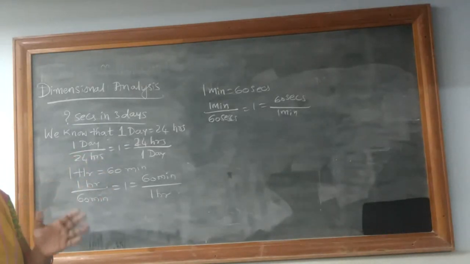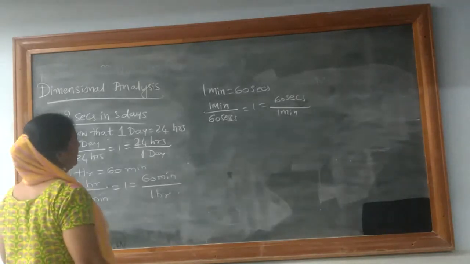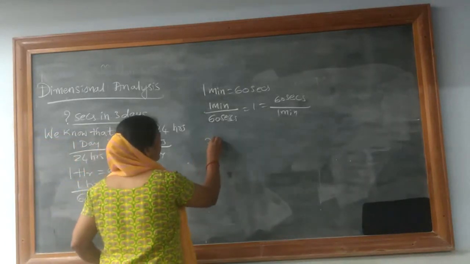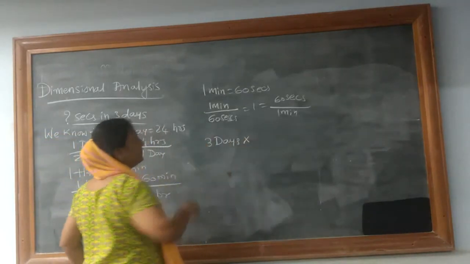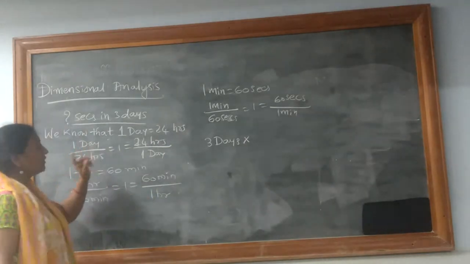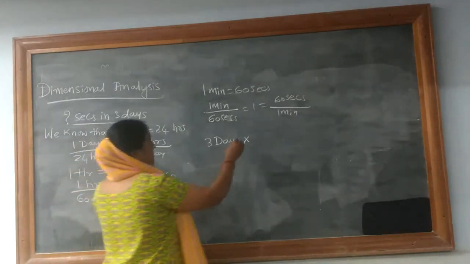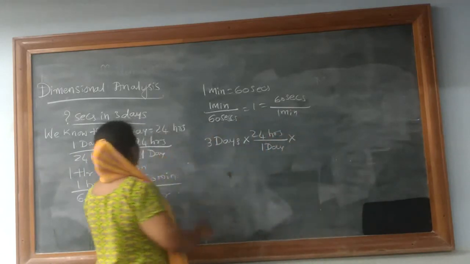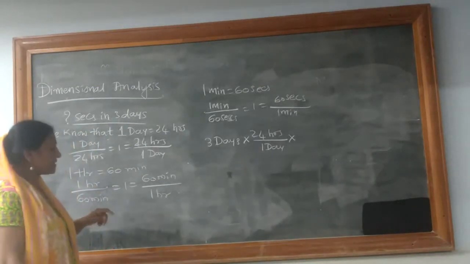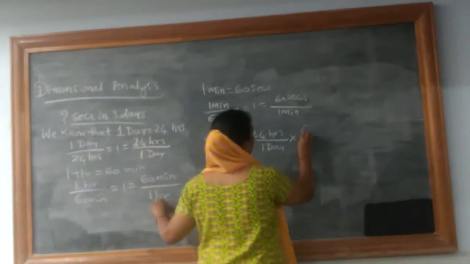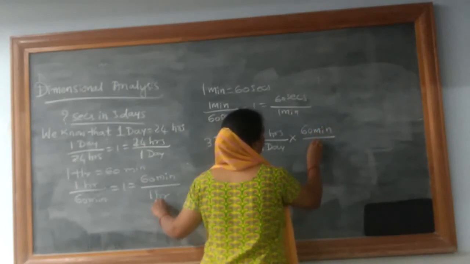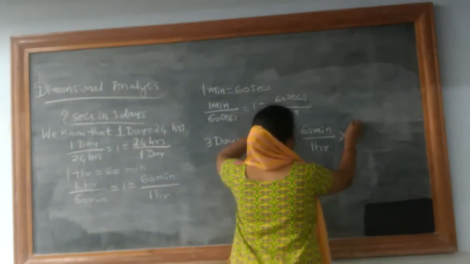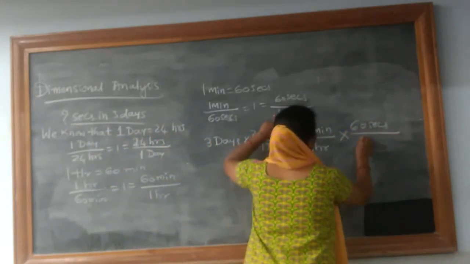Now the unit factors are to be multiplied in a series. So the required value is in terms of 3 days, right? So write 3 days into, days must be cancelled. So therefore days must come in the denominator. So 24 hours divided by 1 day. Into, now what is to be cancelled? Hours is to be cancelled. So you should take 60 minutes divided by 1 hour. Right? Now minutes is to be cancelled. So you take this unit factor in series. 60 seconds divided by 1 minute.